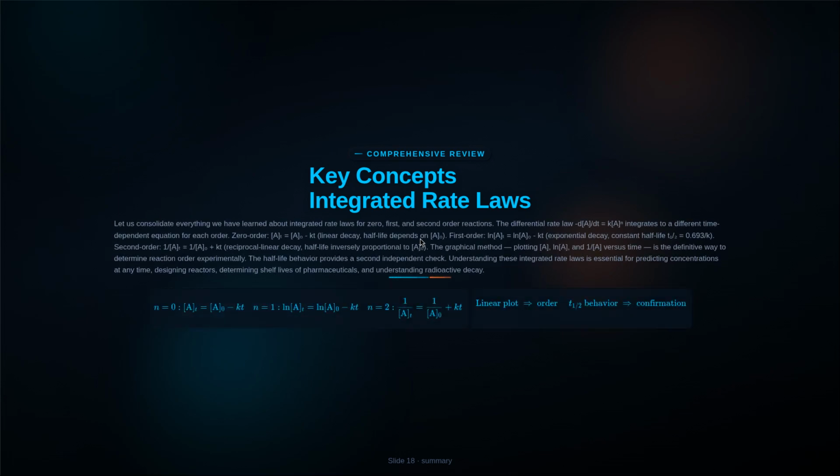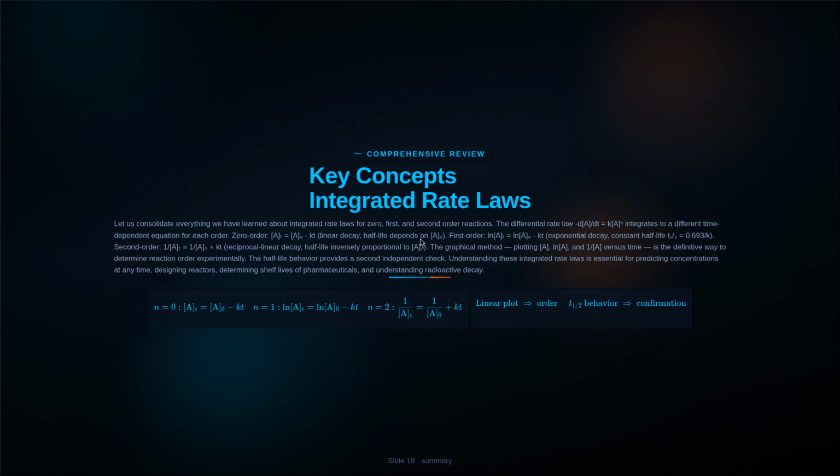Let us consolidate everything we have learned about integrated rate laws for zero, first, and second order reactions. The differential rate law negative d[A]/dt equals k times [A] to the nth power integrates to a different time-dependent equation for each order. Zero order. Concentration at time t equals [A] initial minus kt. This is linear decay, and the half-life depends on [A] initial.